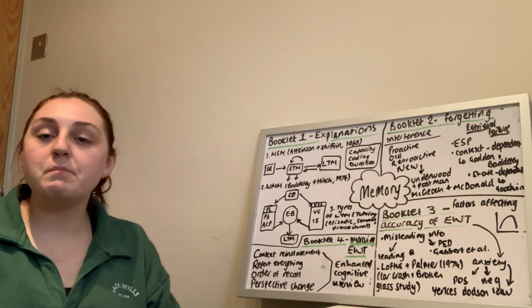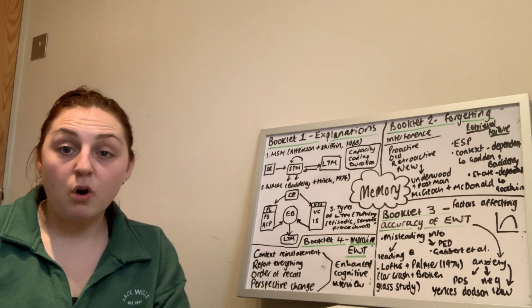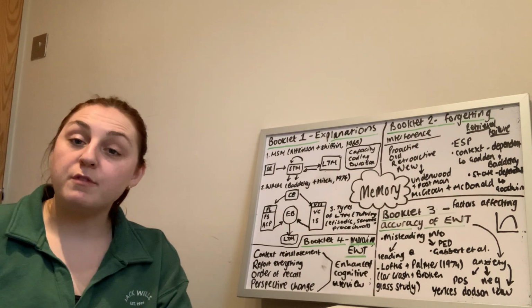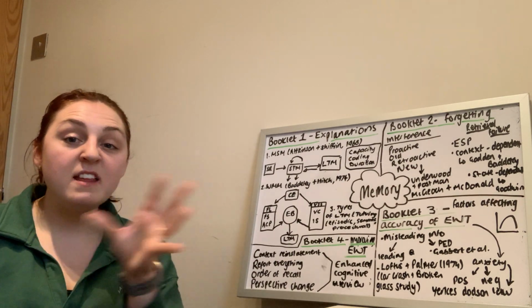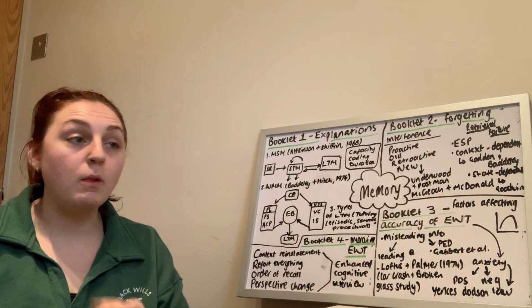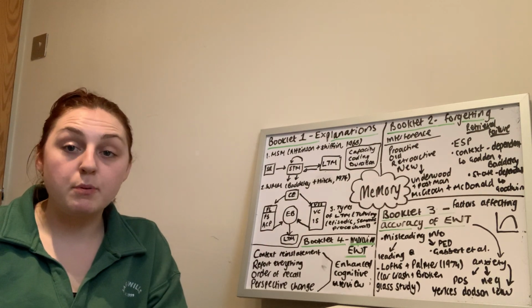The first component being context reinstatement. So this is getting the witness to recall any information about the weather, the environment, how they were feeling, and just anything at all about the context of the scenario that could then possibly help with context-dependent forgetting and act as a retrieval cue to improve memory.